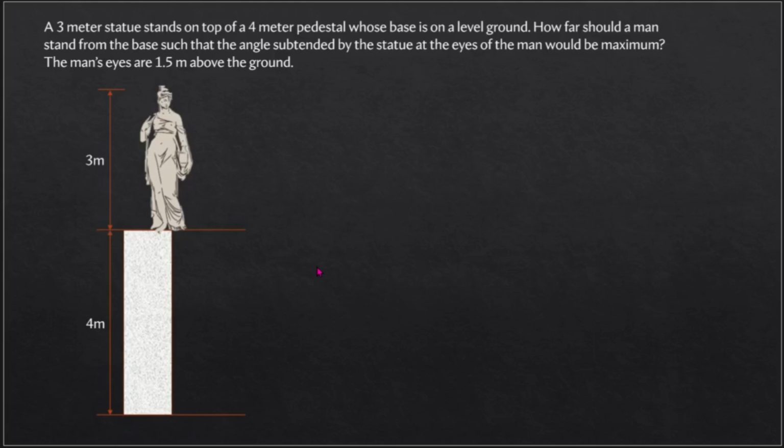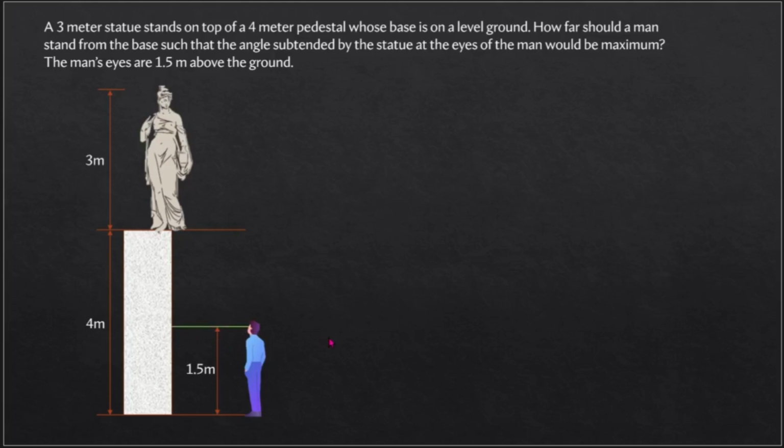And so the question goes, how far should a man stand from the base such that the angle subtended by the statue at the eyes of the man would be maximum? So here we have a person looking at the statue. It is mentioned that the man's eyes are 1.5 meters above the ground. So let's indicate that. So we can draw a straight line from the man's eyes going here.